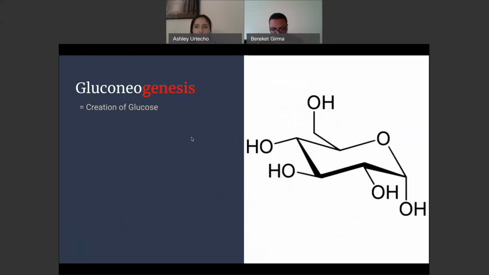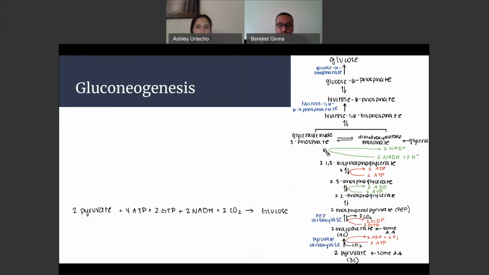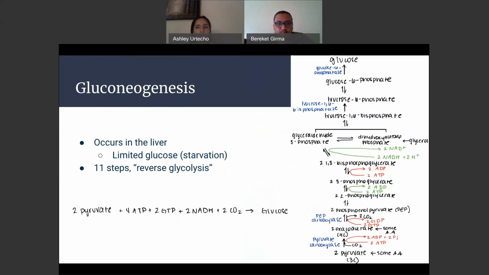Now we'll move on to gluconeogenesis. Breaking down the name, it means creation of glucose. This process occurs in the liver cells. It happens when there's limited glucose, so when we've been starving for a long time and our blood sugars are very low, our cells will begin gluconeogenesis to correct this low blood sugar level. Unlike glycolysis, gluconeogenesis has 11 steps. It's referred to as reverse glycolysis because it still deals with the same molecules, it's just different enzymes.